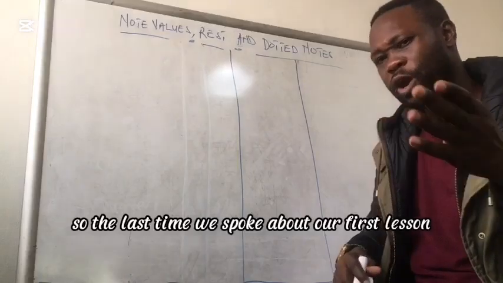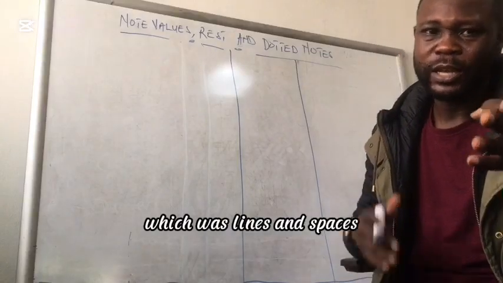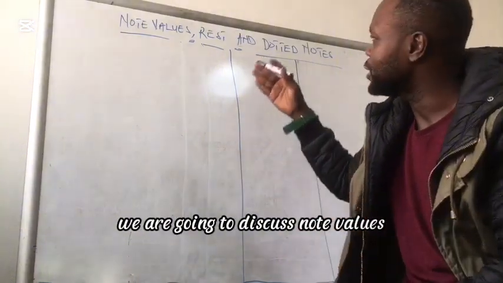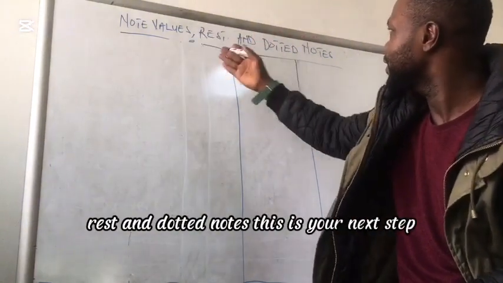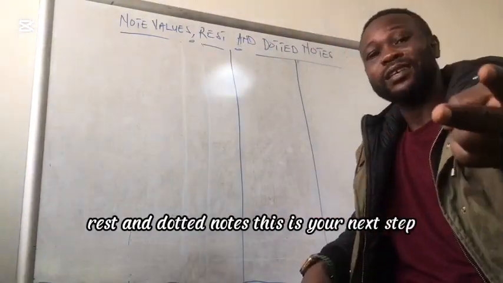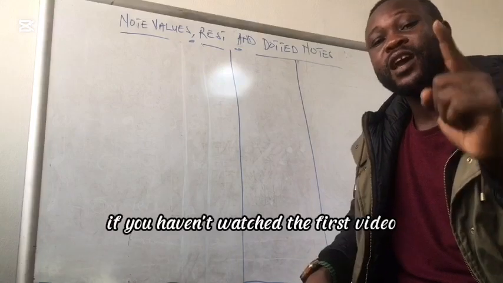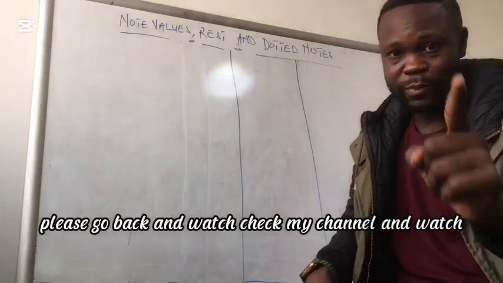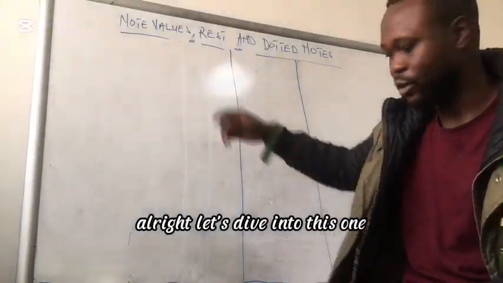So the last time we spoke about our first lesson, which was lines and spaces. Today is our second topic. We are going to discuss note values, rests, and dotted notes. This is your next step to become a professional musician. If you haven't watched the first video, please go back and watch. Check my channel and watch. Alright, let's dive into this one.